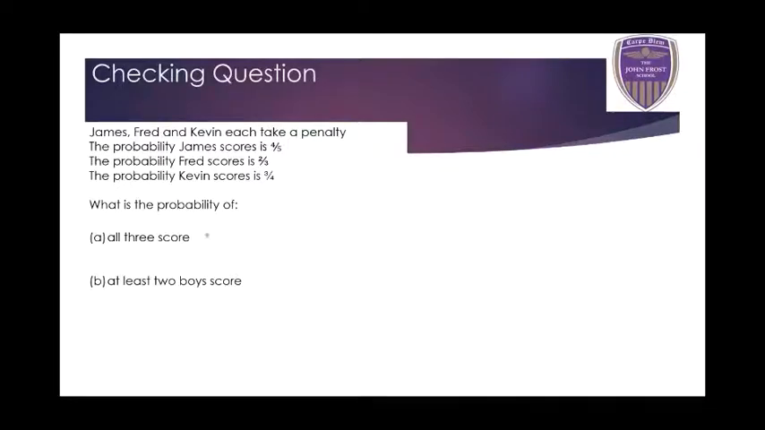So probability of all 3 scoring. I'm going to use this convention. If I say JFK, that means they've scored. But if I say J dash, F dash, and K dash, or K prime, sorry, I should be calling those, that means they miss. So if you just see the letters JFK, you know they've scored. If you see a J with a dash, an F with a dash, or a K with a dash, you know they've missed.